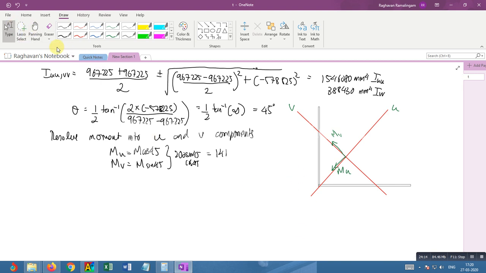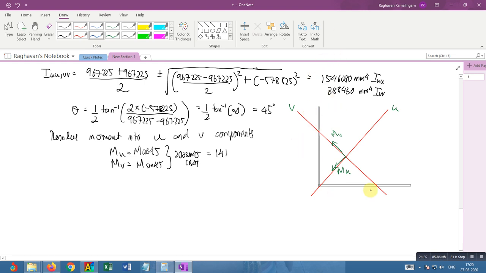Now what you need to find here is that these moments will cause compression on some parts of the ankle, tension on some parts of the ankle. Similarly, mv will cause compression on some parts and tension on some parts. So the job is to find out where it's compressive, where it's tensile.